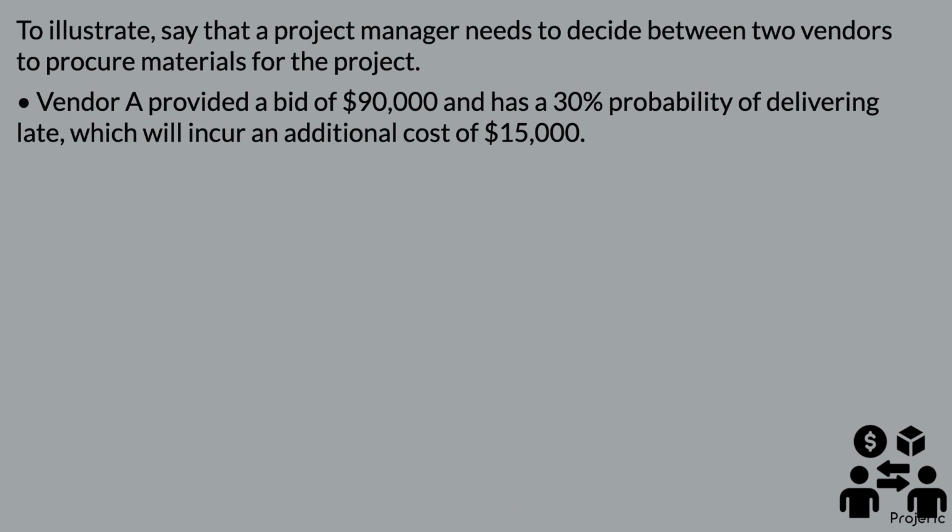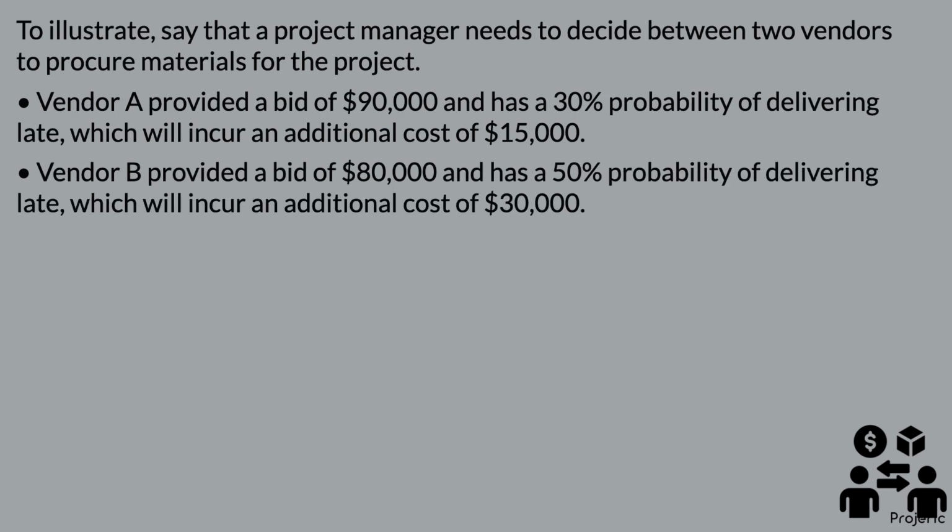On the other hand, Vendor B provided a bid of $80,000 and has a 50% probability of delivering late, which will incur an additional cost of $30,000. To evaluate the potential outcomes of working with each vendor, we will create a decision tree that visually represents the alternatives, potential outcomes, and the probability of each outcome.